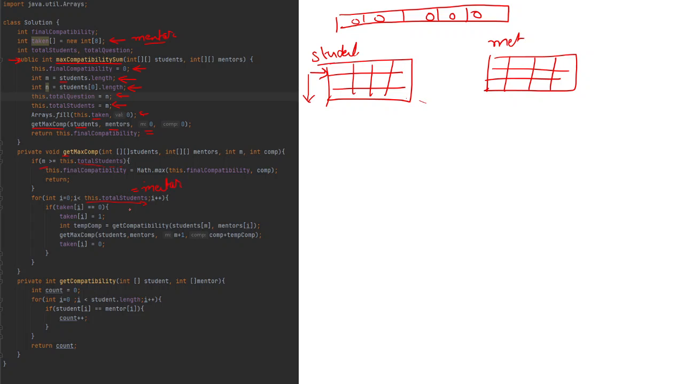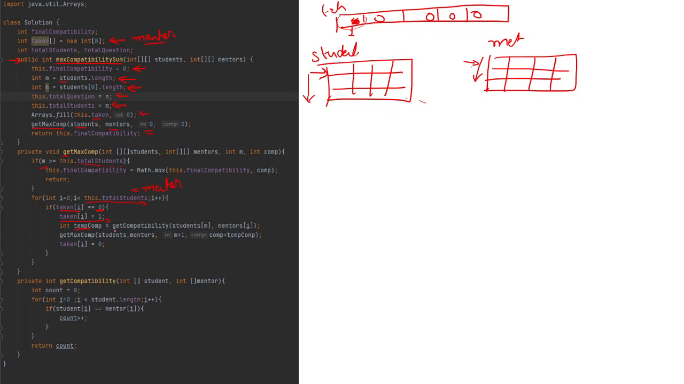So we are iterating through all the mentors that we have currently, and checking whether that particular mentor is taken or not. If we start from here, we check whether this mentor is taken. If he is not taken, that is, it is 0, we put the taken array entry as 1, that is, the first mentor has been taken.